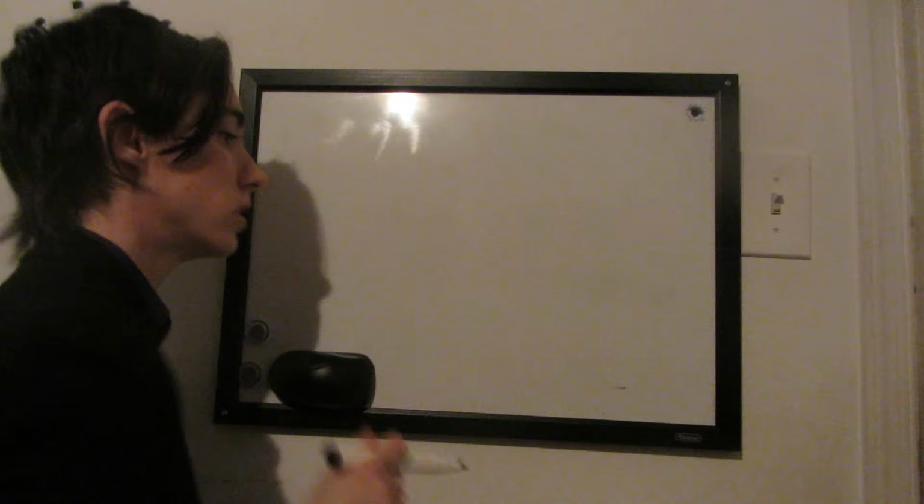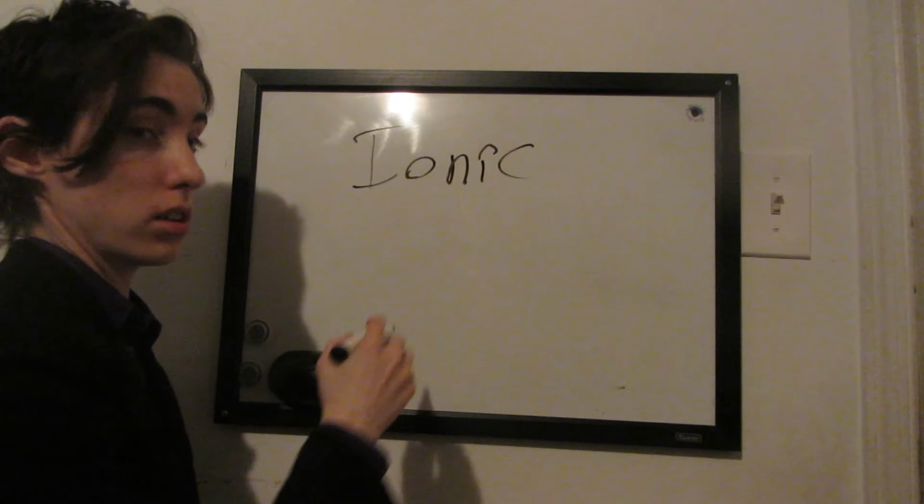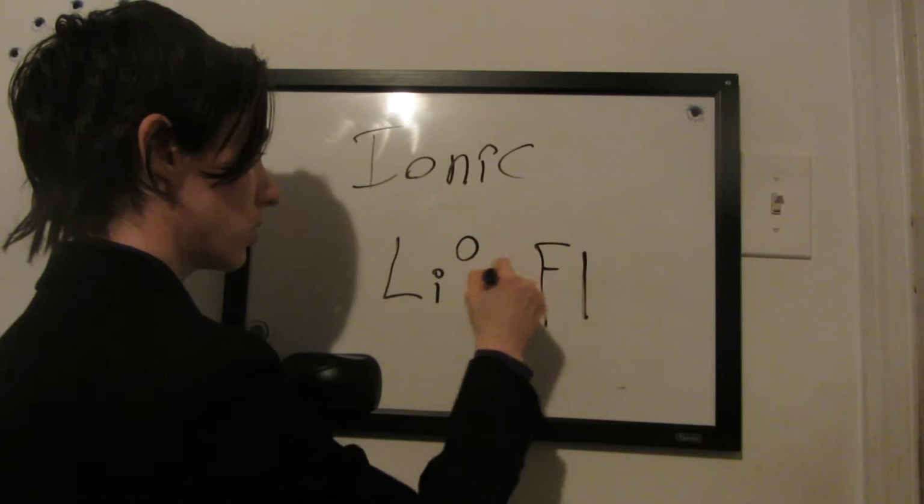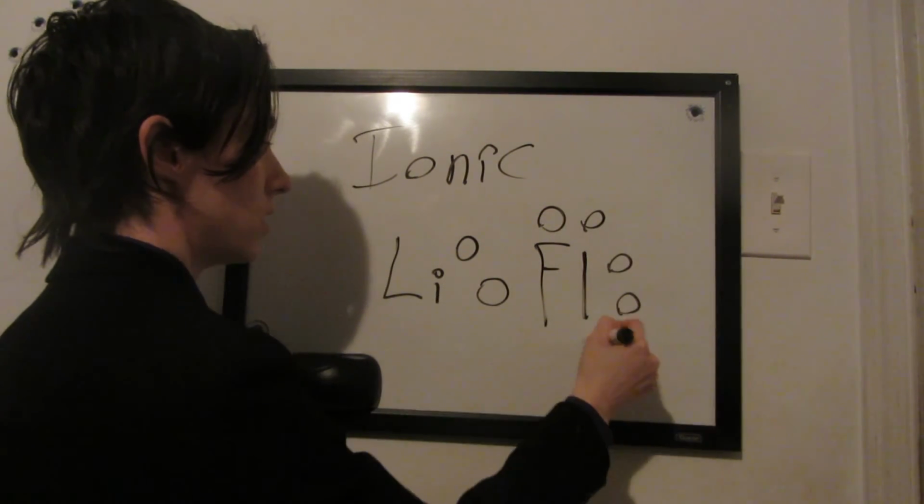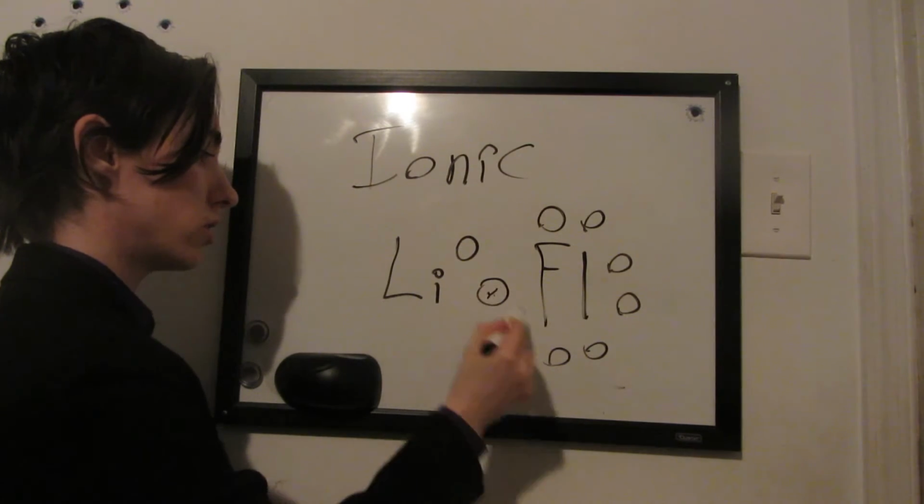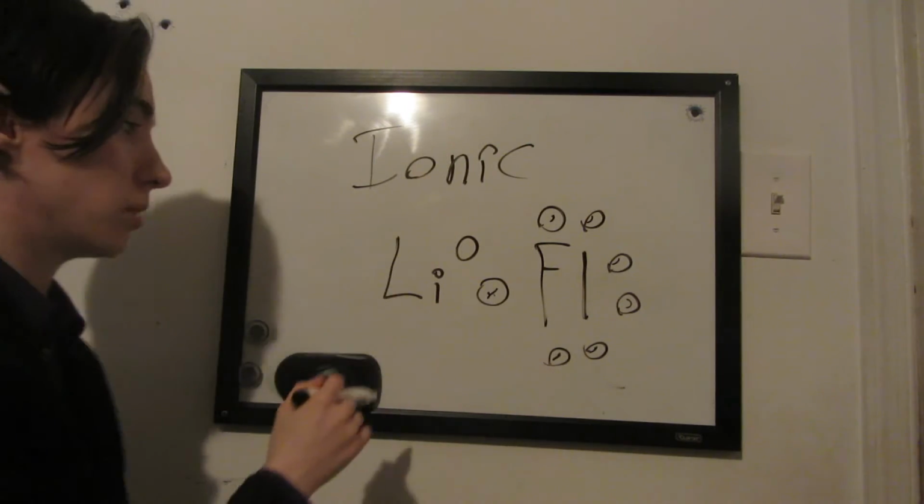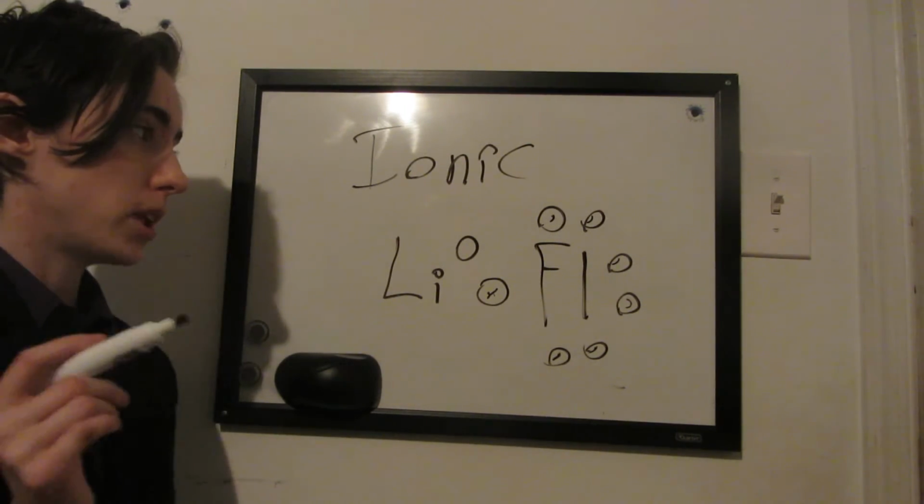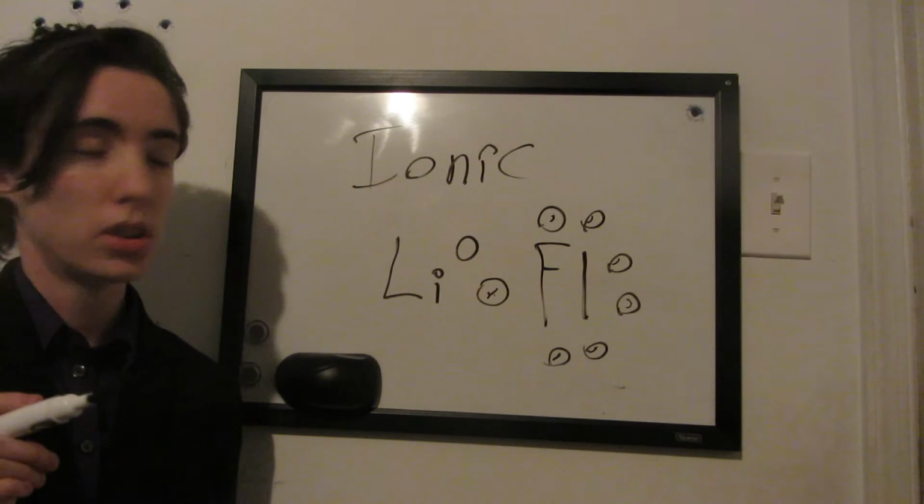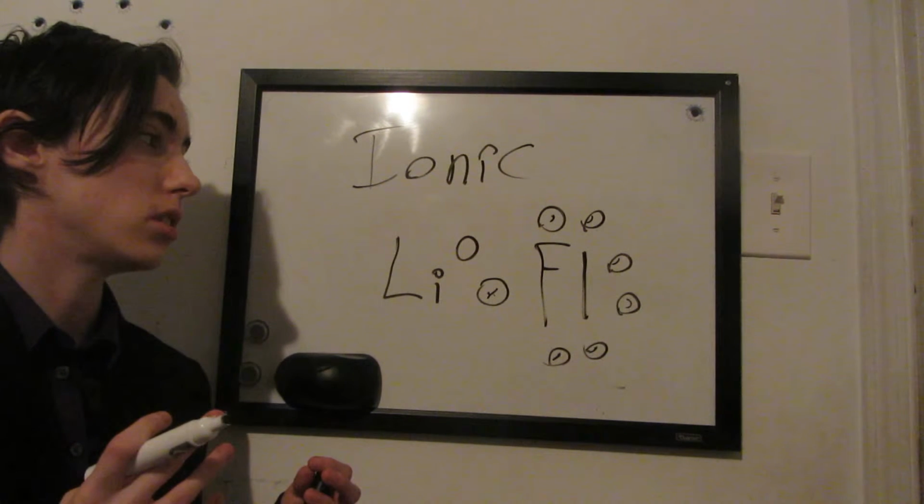And there are also ionic bonds, an example of which is lithium and fluorine. Lithium has 1 valence electron, and fluorine has 7. So this is fluorine, and it is attracted to lithium because atoms always want to be stable. A stable shell has 8 electrons in it.